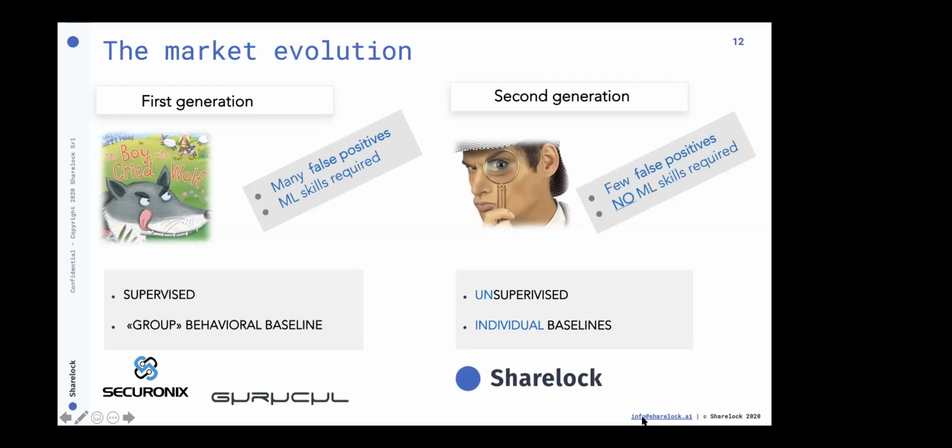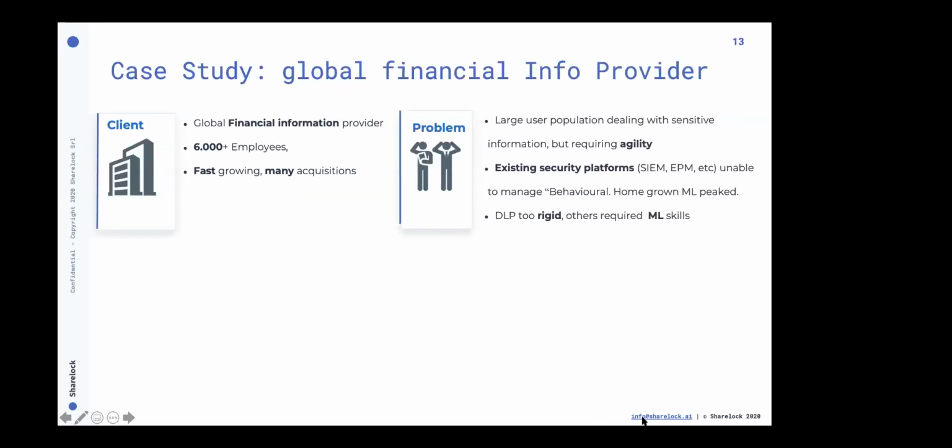Of course, we're not the only one reinterpreting it, starting from the old style or first generation issues. Let me tell you a bit about a case study. One of our clients is a financial information provider, and it's quite big. I mean, it's over 6,000 employees scattered around the world. And these guys are growing like hell through acquisitions. And this large population of users, for the business they're in, is dealing with very, very, very sensitive information. But they require an agility which can't be fenced into the usual or the classic security system where you define a bunch of policies and rules and you fence off people from one system to the others.